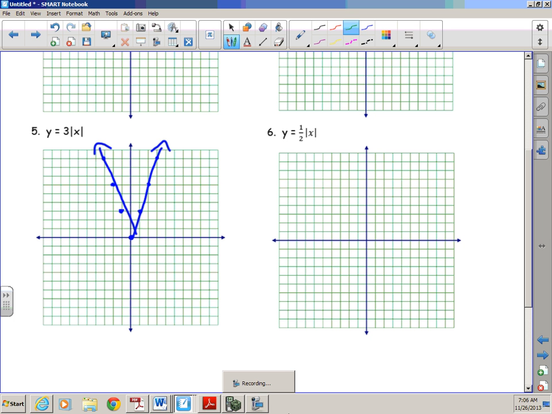So at 0, 0 still, at 2 and -2, I'm at 1. At 4 and -4, I'm at 2. And this would go all the way out at 10. I'm at 5. And at -10, I'm at 5. And there's my symmetry. Okay.